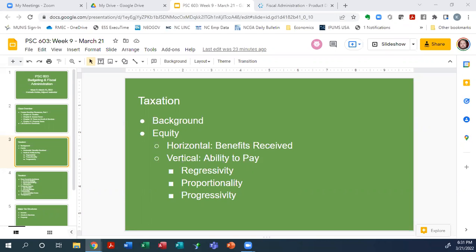But when we focus on taxation, there are some particular characteristics that we look at. The first one is equity. Equity, when we're evaluating different types of taxation, we look at from two perspectives. The first is the perspective of horizontal equity, or from left to right. And that really is trying to see that the taxes match up with respect to the benefits that are received.